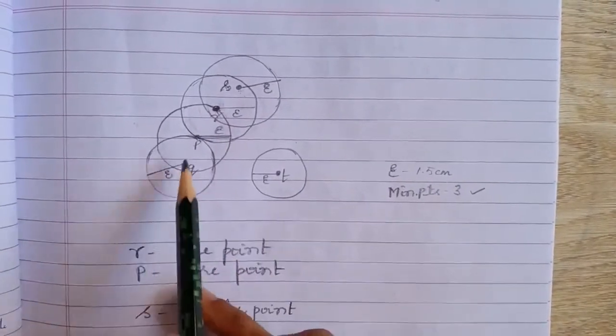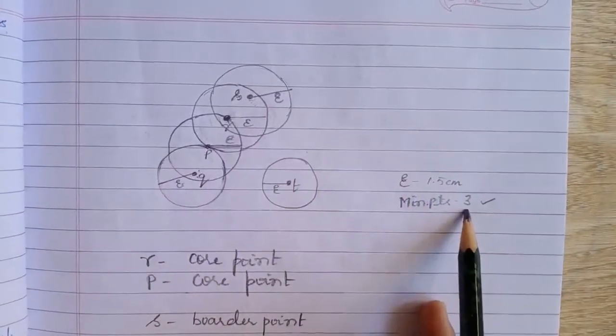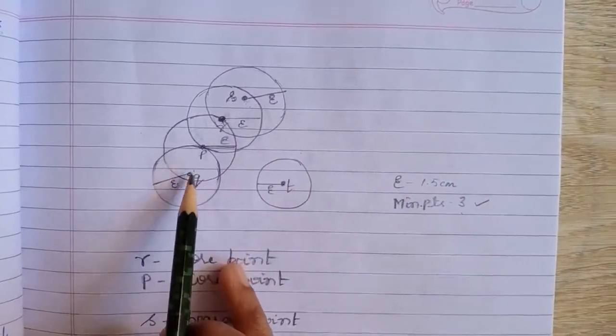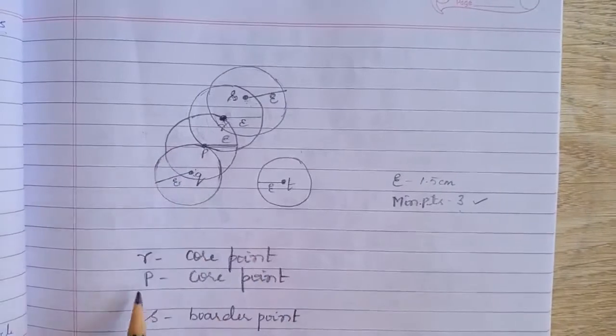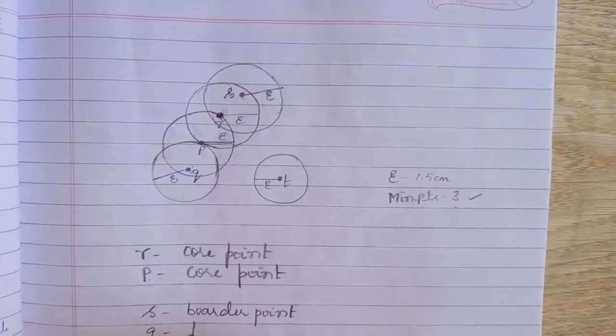Now Q has only 2 points, and minimum requirement is 3. So Q has only 2, and Q is neighbor of a core point. P is a core point. So Q is a neighbor of core point. So you can call Q as a border point.